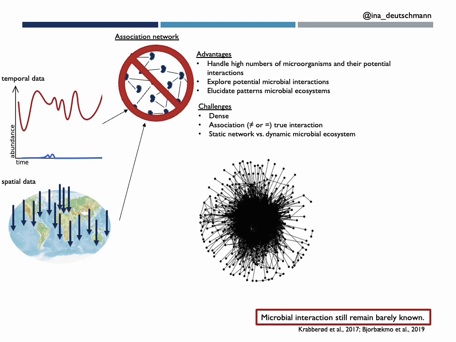Another challenge is that usually we use a static network to investigate the microbial ecosystem, which is rather dynamic. So it changes in time and space. Does the network also change in space?